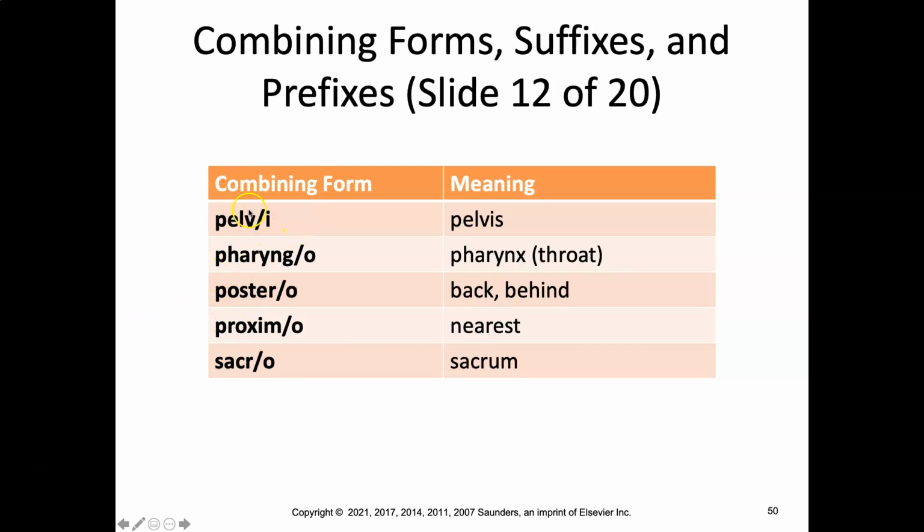Pelvi. Now we get our first one where the combining vowel is an I. So watch out for that, where that combining vowel is an I, not an O. It's pelvi, not pelvo, for pelvis. Laryngo, remember I told you to watch for that G when there's an X. If there's an X involved, it's going to flip to a G for that combining form. So you're going to want to make sure that you know the spelling here. Pharyngo, for pharynx. Postero, back or behind. Proximo, nearest. Sacro, sacrum.